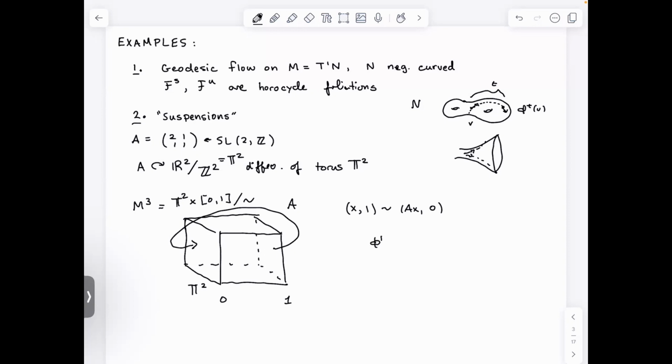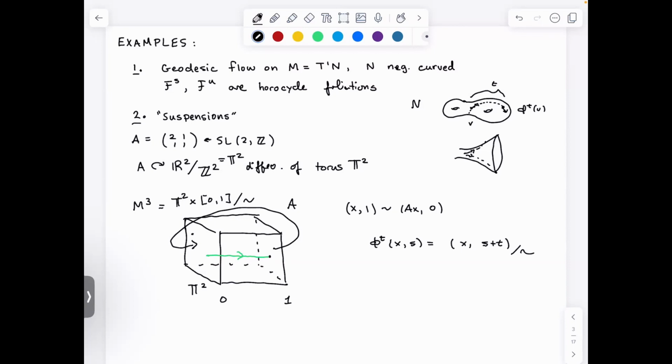What's my Anosov flow? I'll draw you a picture of the orbits. They're just going to go in straight lines across at unit speed. Okay, and of course, when I get to the end, that point is identified with some other point over here, and I keep going. So phi t of (x, s) is going to be (x, s plus t), but this is all mod my equivalence, right? So if I hit something above an integer point, I apply A however many times I need to get that. So just a straight line.